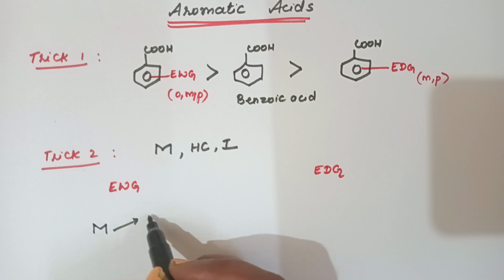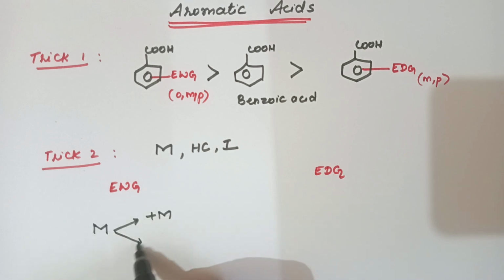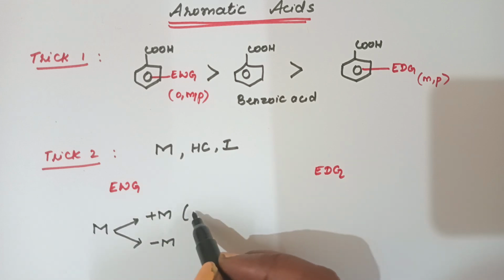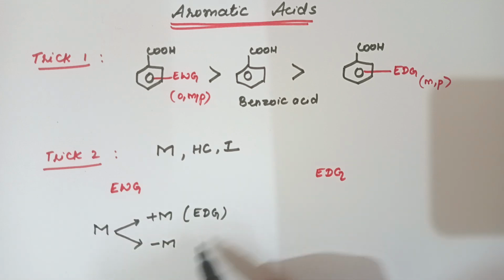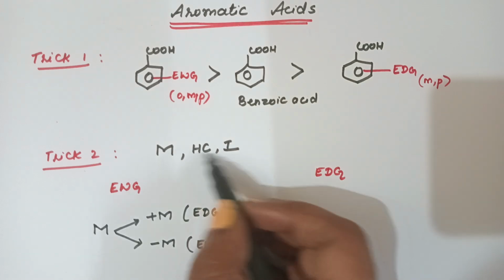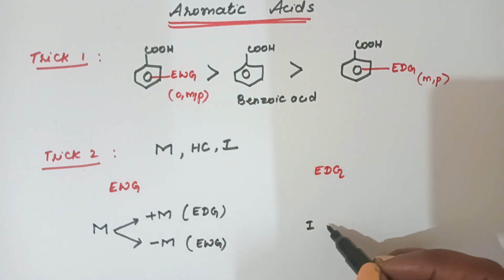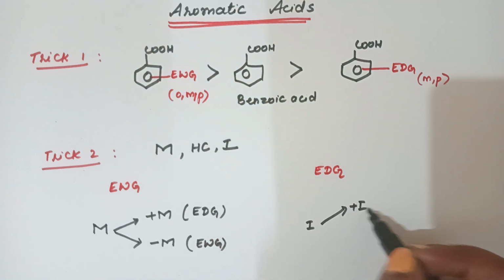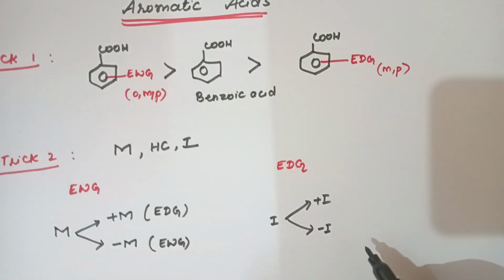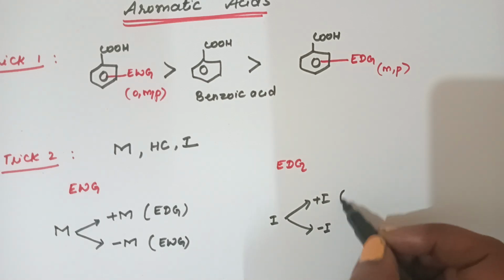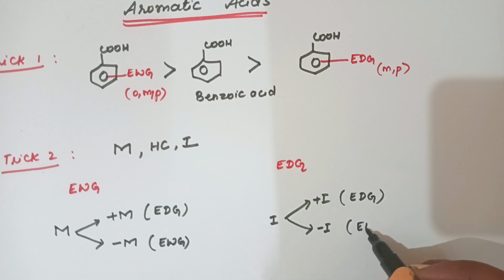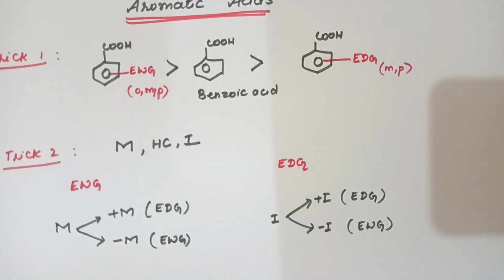Mesomeric effect is of two types, plus M effect and minus M effect. Plus M effect is shown by electron donating groups. Minus M is shown by electron withdrawing groups. Same way, inductive effect has two types, plus I and minus I effect. Electron donating groups show plus I effect. Electron withdrawing groups show minus I effect.